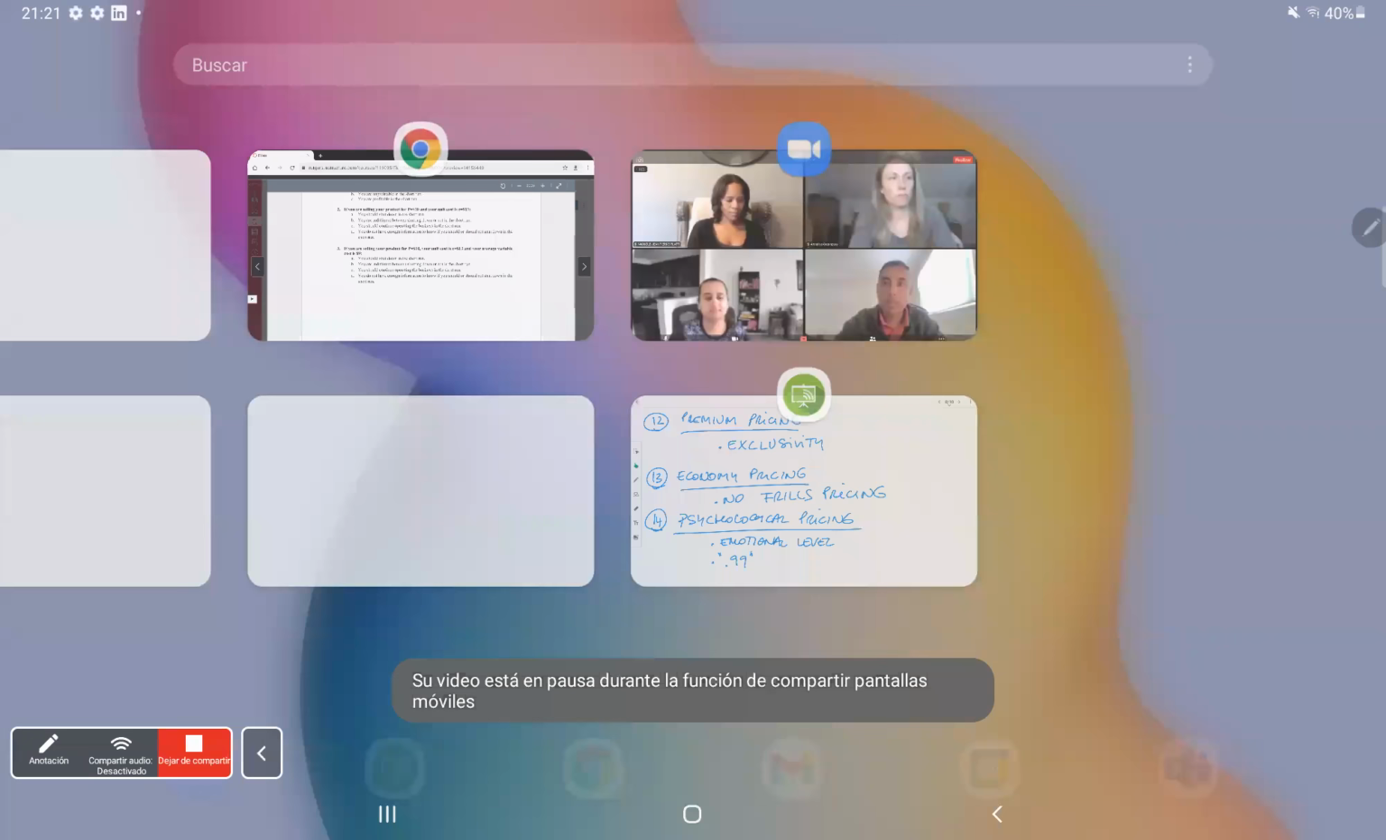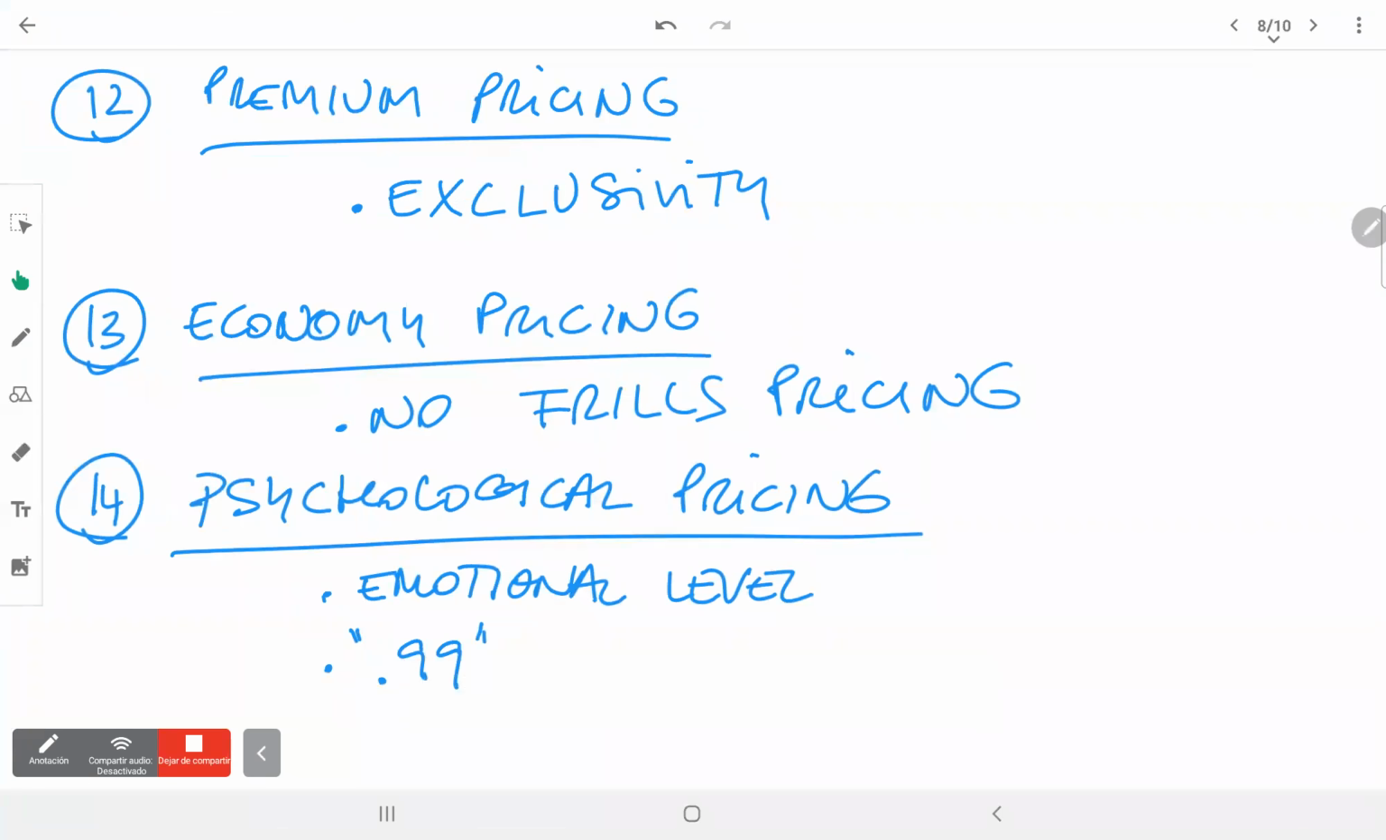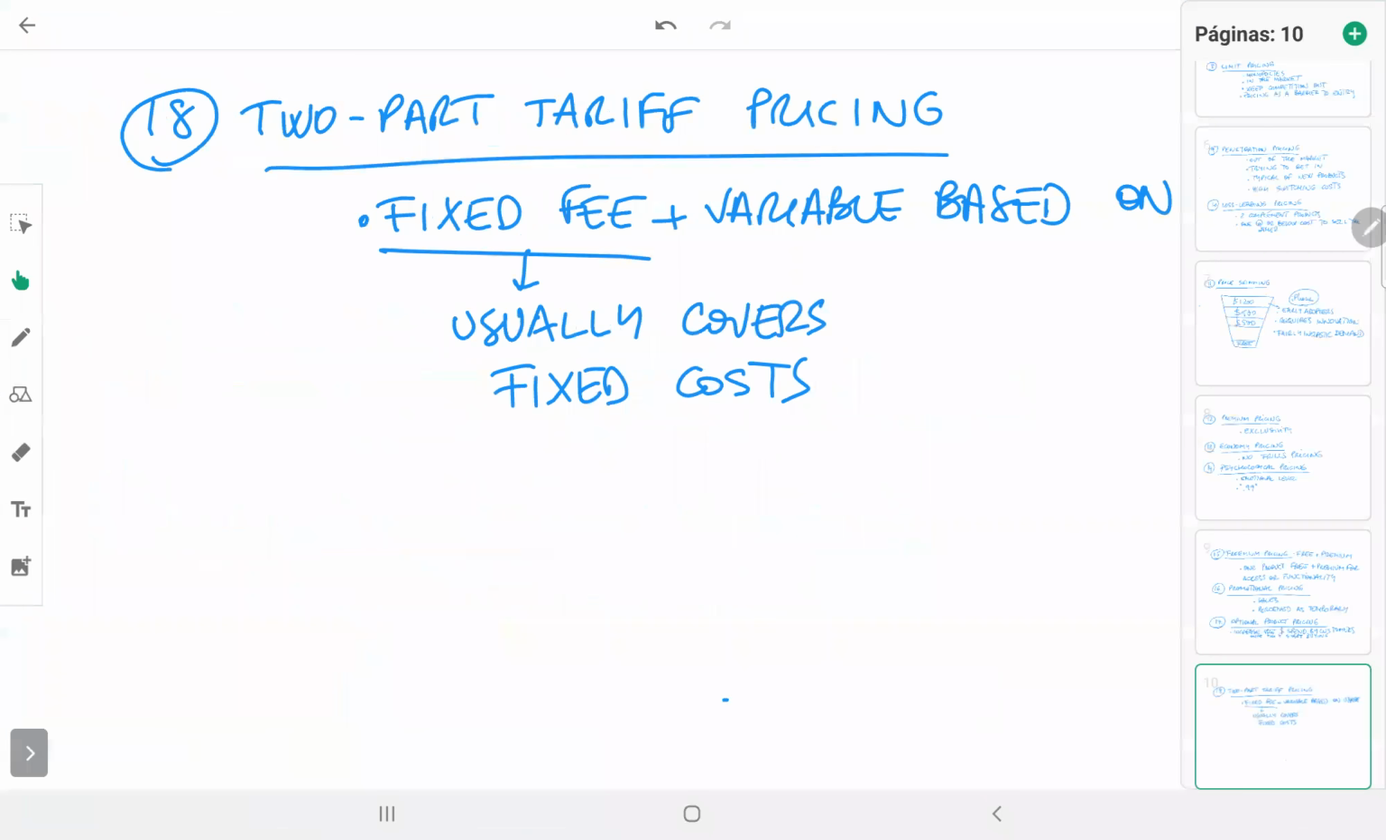Let's talk now about number 19. Okay, and now I'm gonna give you two pricing strategies that work more or less on volume, and there'll be a third I'll give you later on, but they work slightly different. Okay, so let's go to number 19.